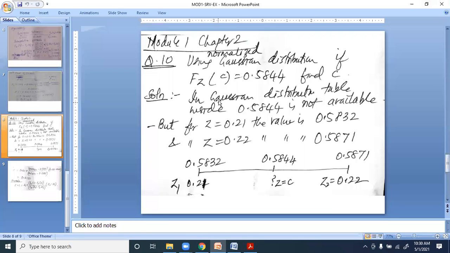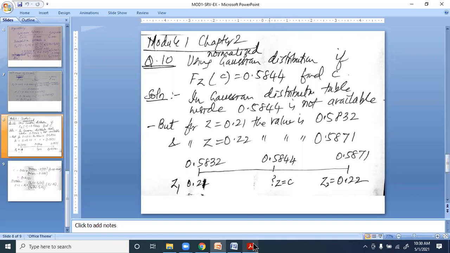So F_Z(c) is 0.5844, as written here. Now this 0.5844 is the value given, and we need to find out where it exists in the table, where 0.5844 can be. Now observe this. This is very much important.